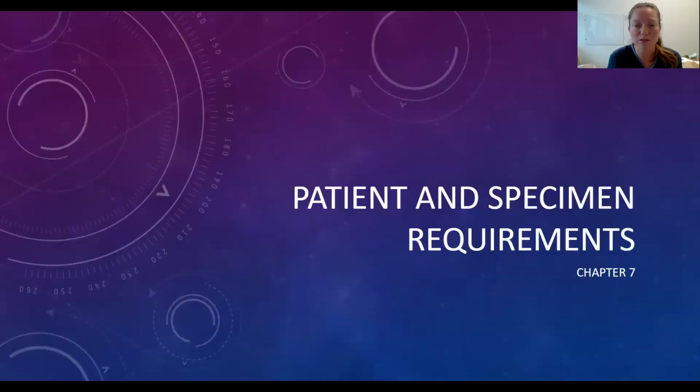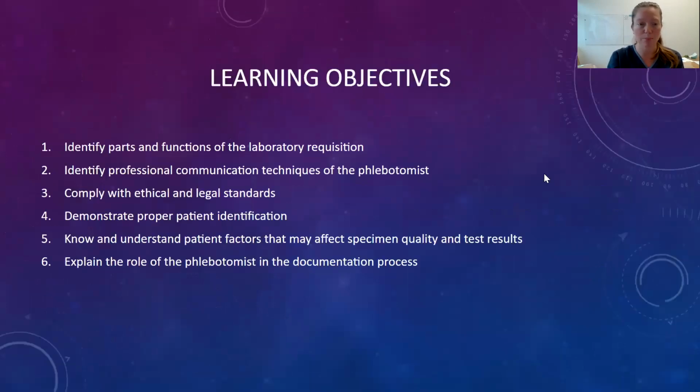Hello and welcome to Chapter 7. This is Patient and Specimen Requirements, and we are going to talk about quite a few things here. We're going to talk about the laboratory requisition or the laboratory order, professional communication that you will be using as a phlebotomist when you're going in for the phlebotomy procedure, ethical and legal standards as they apply to you, proper patient and specimen identification, which is critical.